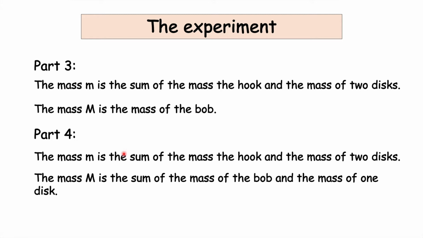In part 4, we use the mass with lowercase m the same as the one we used in part 3, but the mass with the capital M is now the sum of the mass of the bob and the mass of one disc.